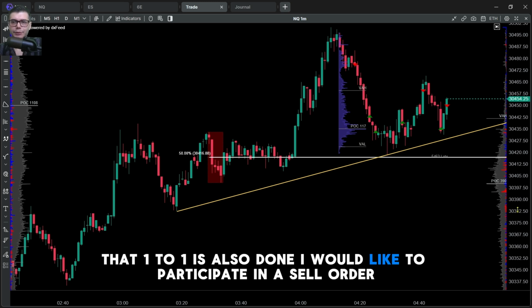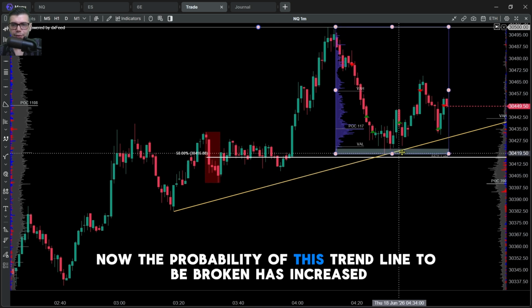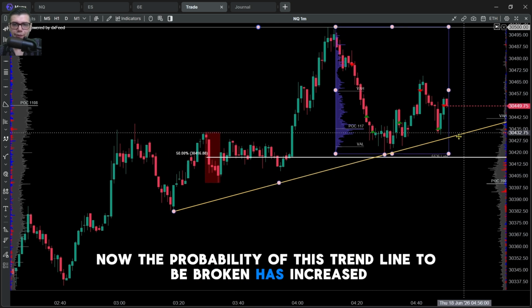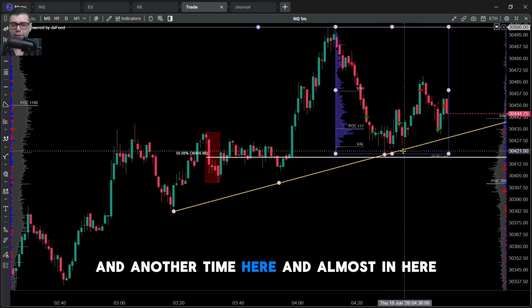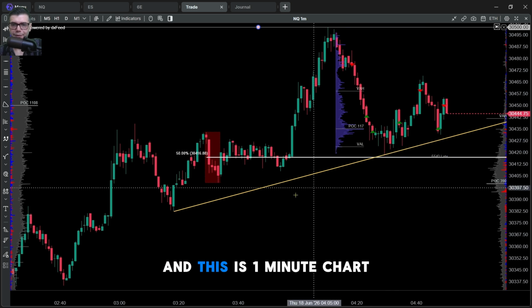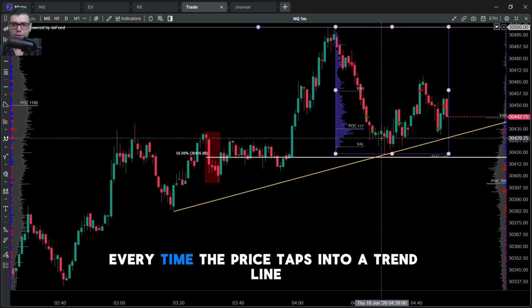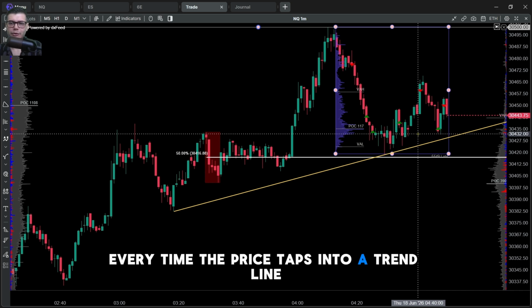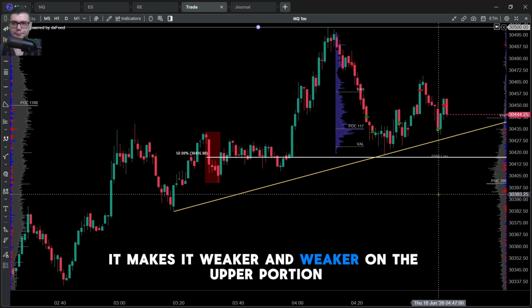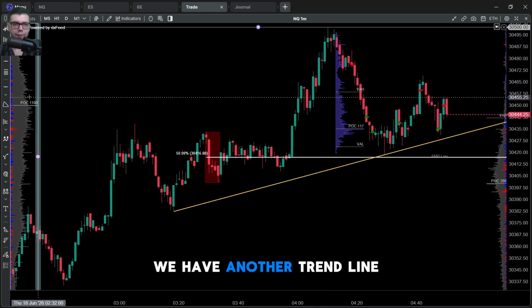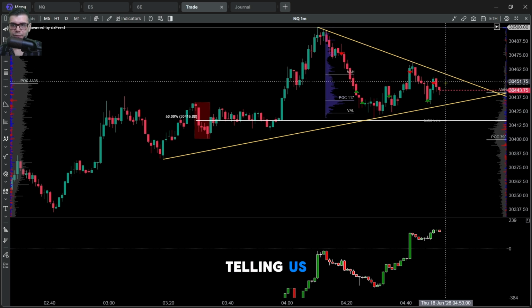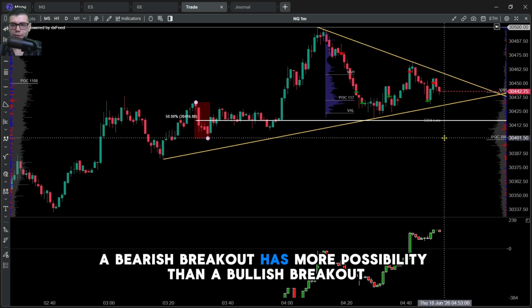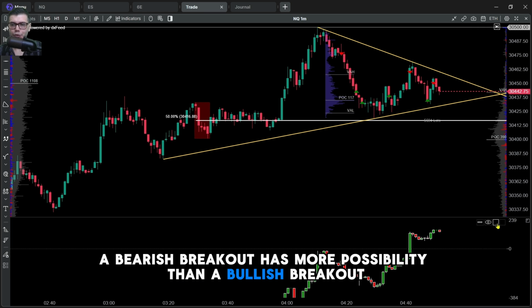I would like to participate in a sell order. Now the probability of this trend line being broken has increased, as it has been tapped once here and another time here and almost in here. And this is a 1 minute chart. Every time the price taps into a trend line, it makes it weaker and weaker. On the upper portion, we have another trend line. Now we have a wedge and CVD telling us a bearish breakout has more possibility than a bullish breakout.